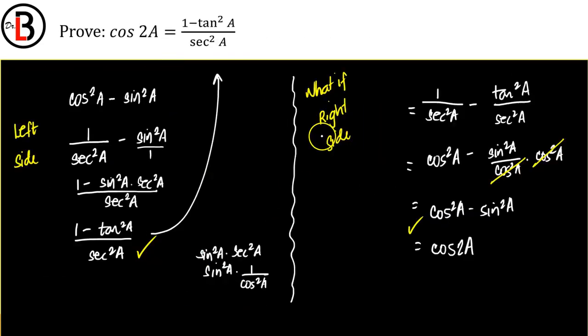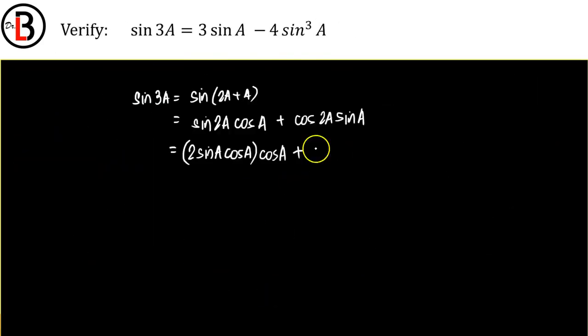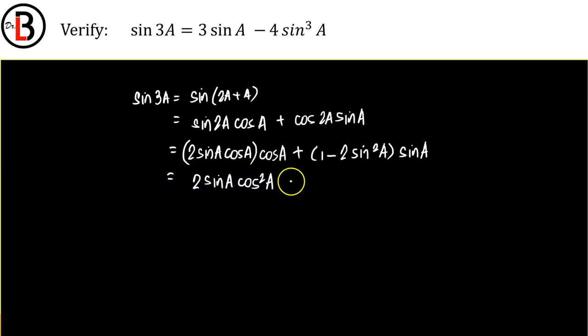Take note, for cosine there are actually three formulas: cosine squared A minus sine squared A, but what I need is purely sine. So 1 minus 2 sine squared A is for the cosine. So that means this one is 1 minus 2 sine squared A. This one is sine A from the top. So I'll have 2 sine A cosine squared A, and then plus, in here I have purely sine A minus 2 sine cubed of A. So we're getting near there. It's purely sine, purely sine.